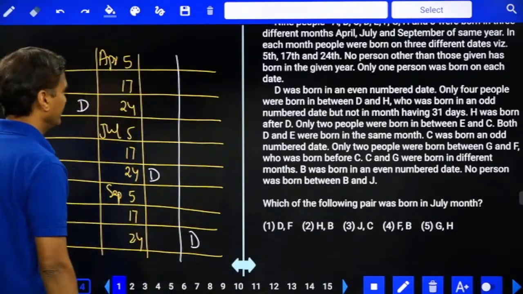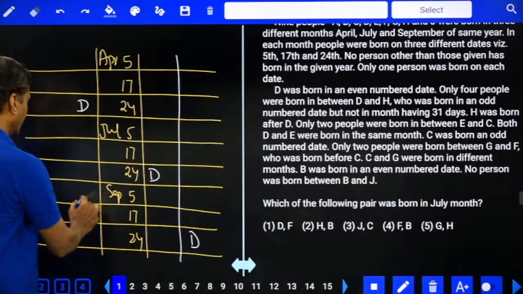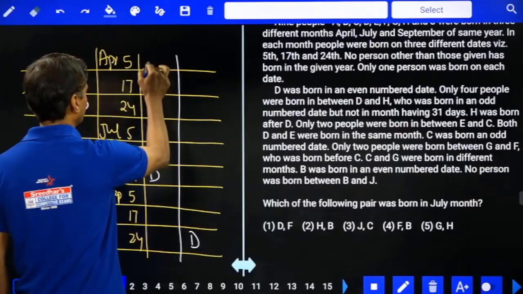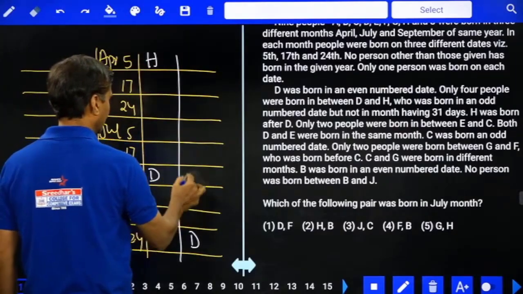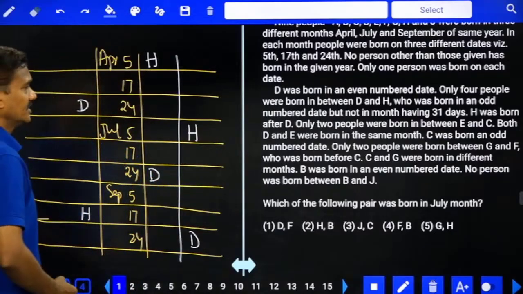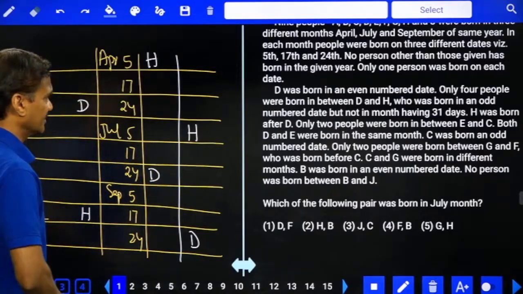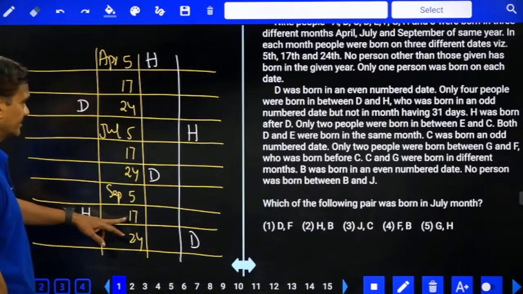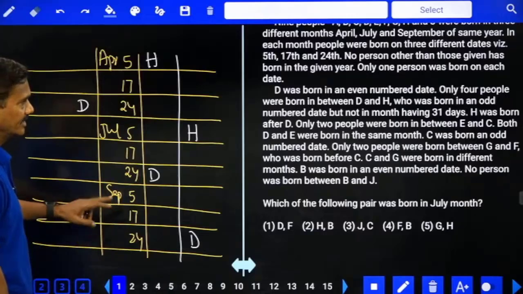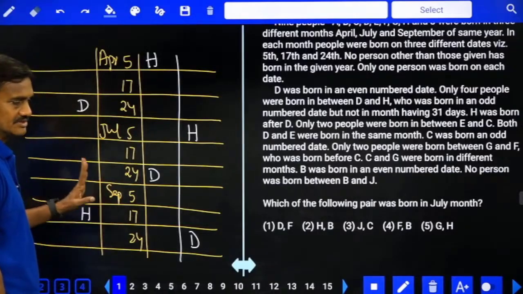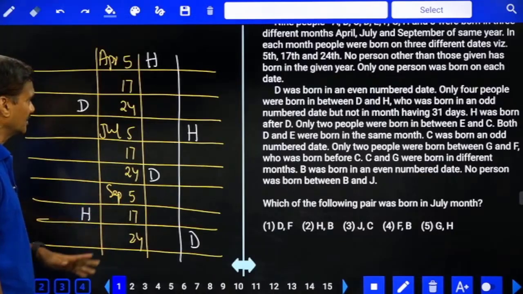Then 4 people between D and H. 1, 2, 3, 4, H is here. 4 between D and H. H was born in an odd number date, but not in the month which is having 31 days, and H must be on 13th September. September we are having only 30 days.